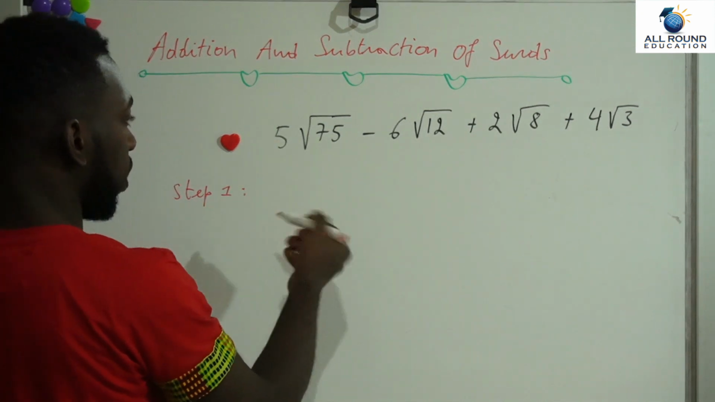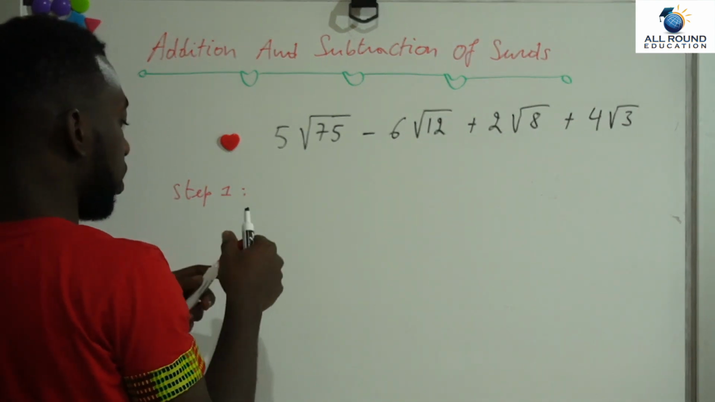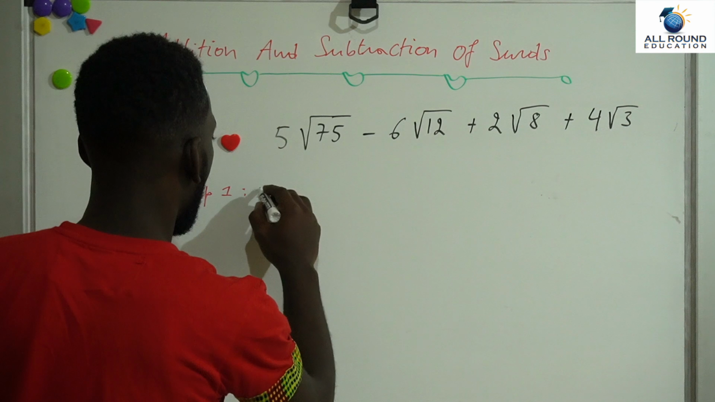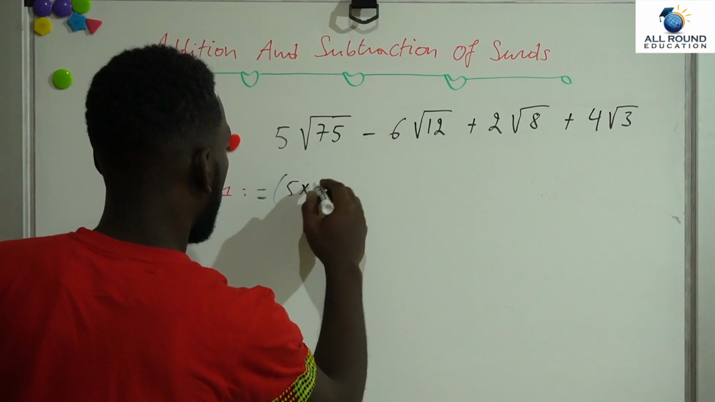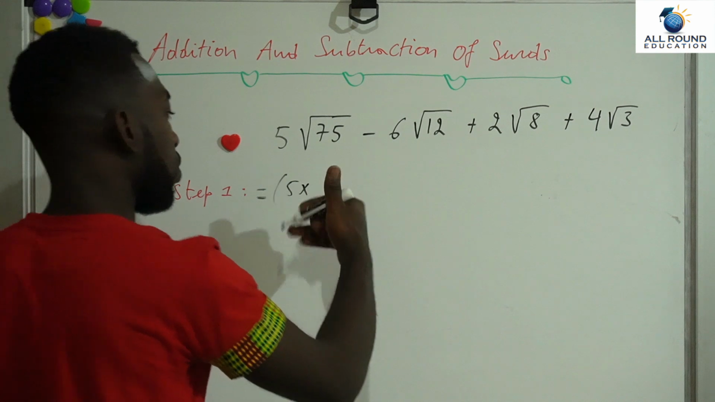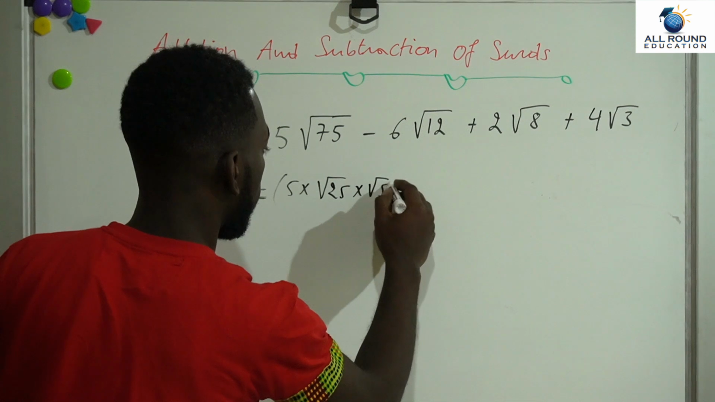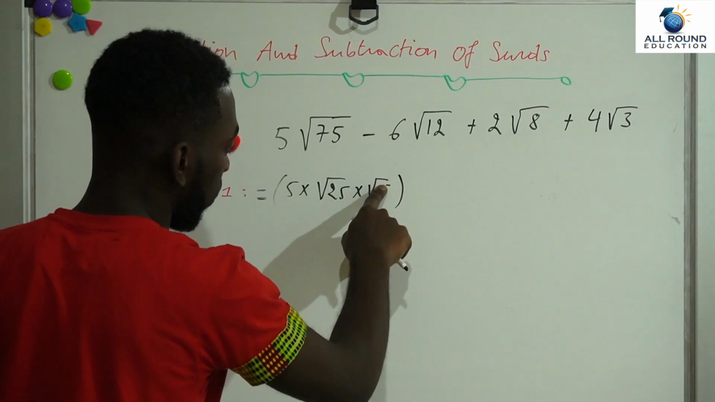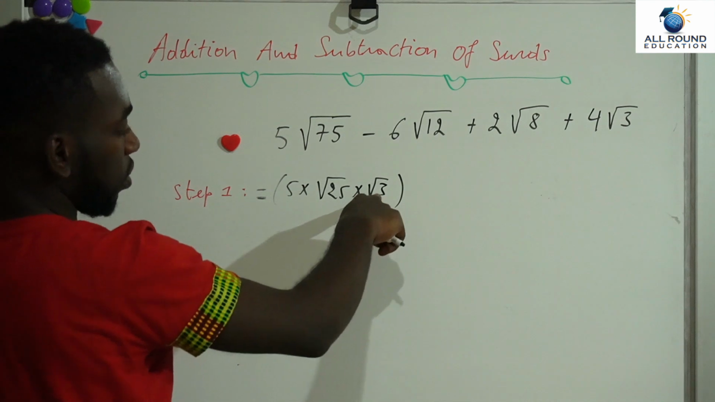Step one, simplifying surds. We're going to write them in the simplest form. So here notice that this could be written as 5 times the square root of 25 times 3, because the highest perfect square that could divide 75 is 25, and we know that 25 times 3 is 75.